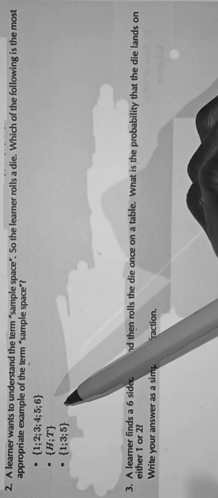Head and tail is not correct, because a die doesn't have a head and a tail. And then the third one is not correct, because a die's numbers don't count only 1, 3, 5, whatever. So the third one is not correct. The first one is the correct one.